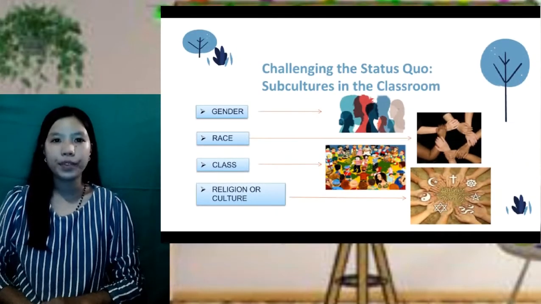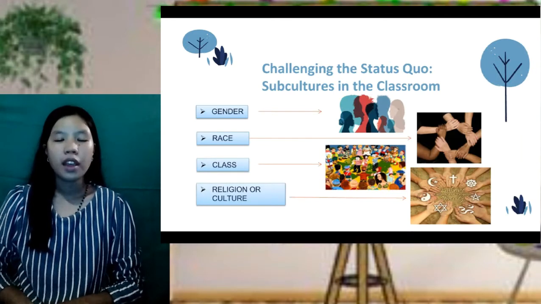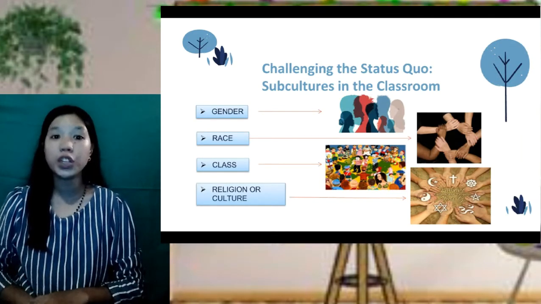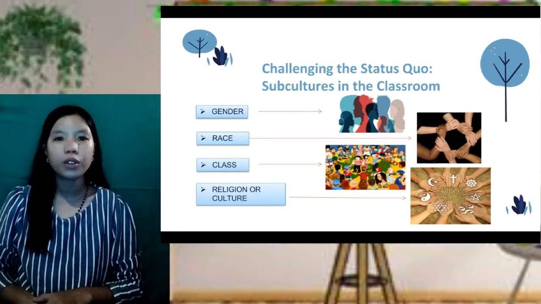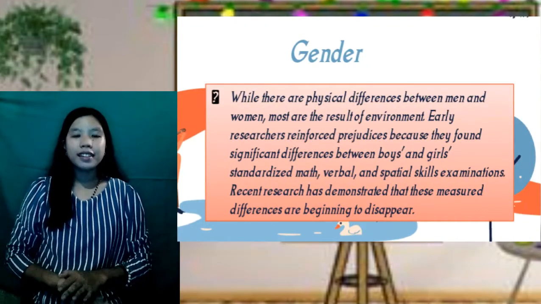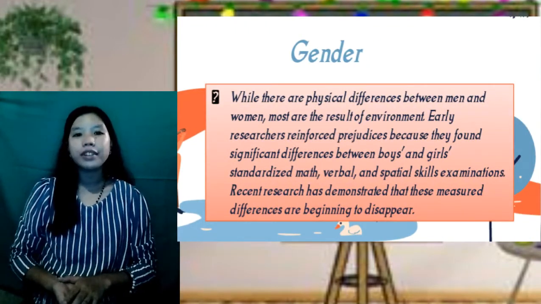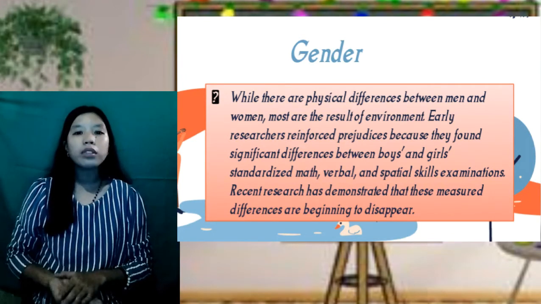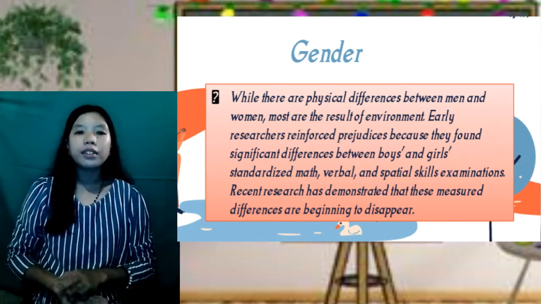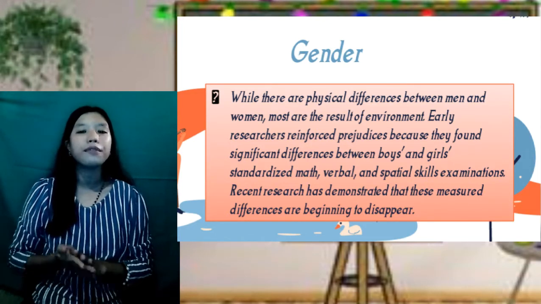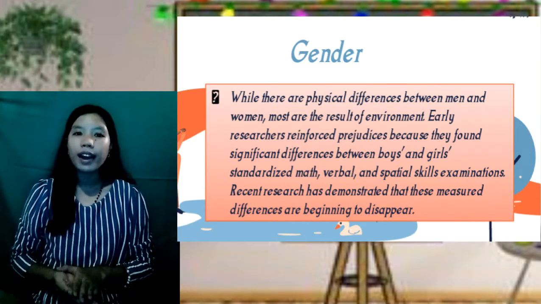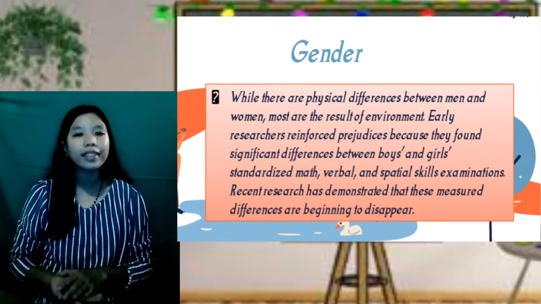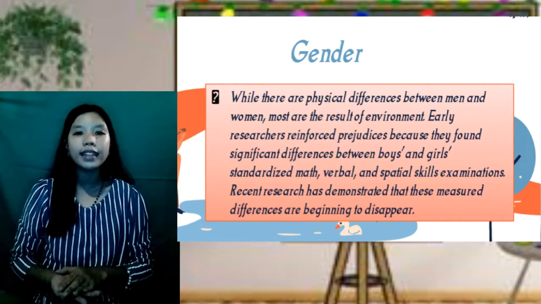Challenging the status quo: subcultures in the classroom. There are four subcultures in the classroom, which are gender, race, class, and religion or culture. First is gender. While there are physical differences between men and women, most are the result of environment. Early researchers reinforced prejudice because they found significant differences between boys and girls in standardized math, verbal, and spatial skills examinations. Recent research has demonstrated that these measured differences are beginning to disappear.